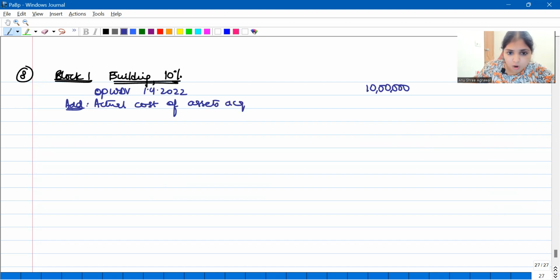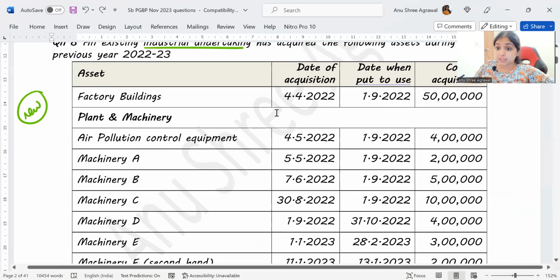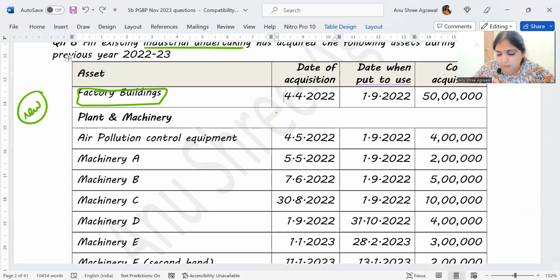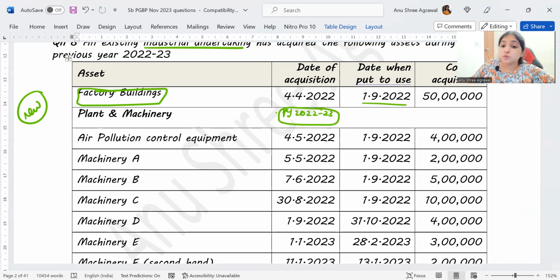of assets acquired. Have we acquired any building during the year? Yes, we have acquired factory building on 4th April 2022. That means we have acquired it in previous year 22-23. In the same year of acquisition, in the same year itself, we have put it to use. So do you agree we have put it to use for at least 180 days, guys? Therefore, I will get full year's depreciation.